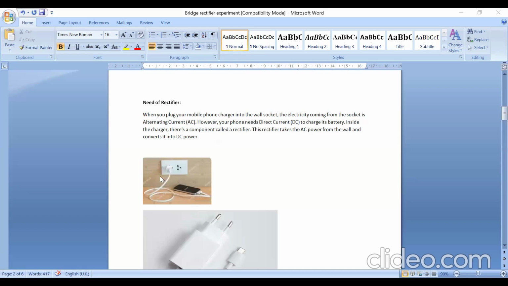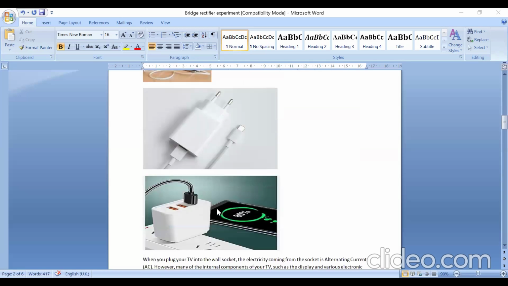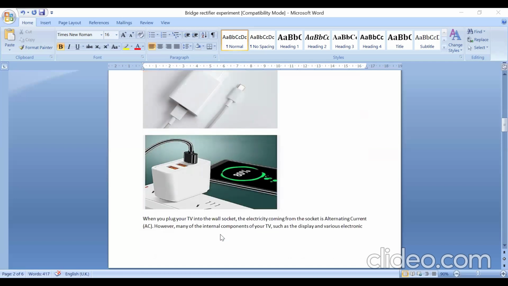So inside the charger, there is a component called a rectifier, which converts the AC power which is coming from the wall socket into a DC power which is required by the mobile. So this is our mobile charger. Input is AC and output is DC. This DC is given to charge the battery of our mobile. See, in this way, the battery charging is taking place. This is one example.